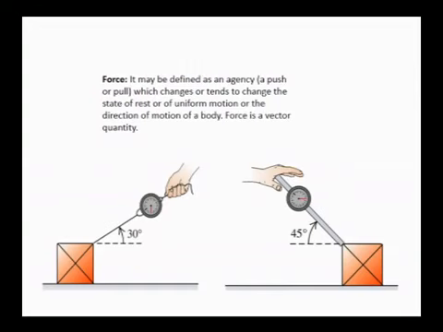And what is force? It may be defined as an agency, a push or a pull which changes or tends to change the state of rest or of uniform motion or the direction of the motion of the body. Force is basically a vector quantity. When a force is applied, three things can happen. There can be a change in the speed, a change in the direction, or a change in the shape of the object.